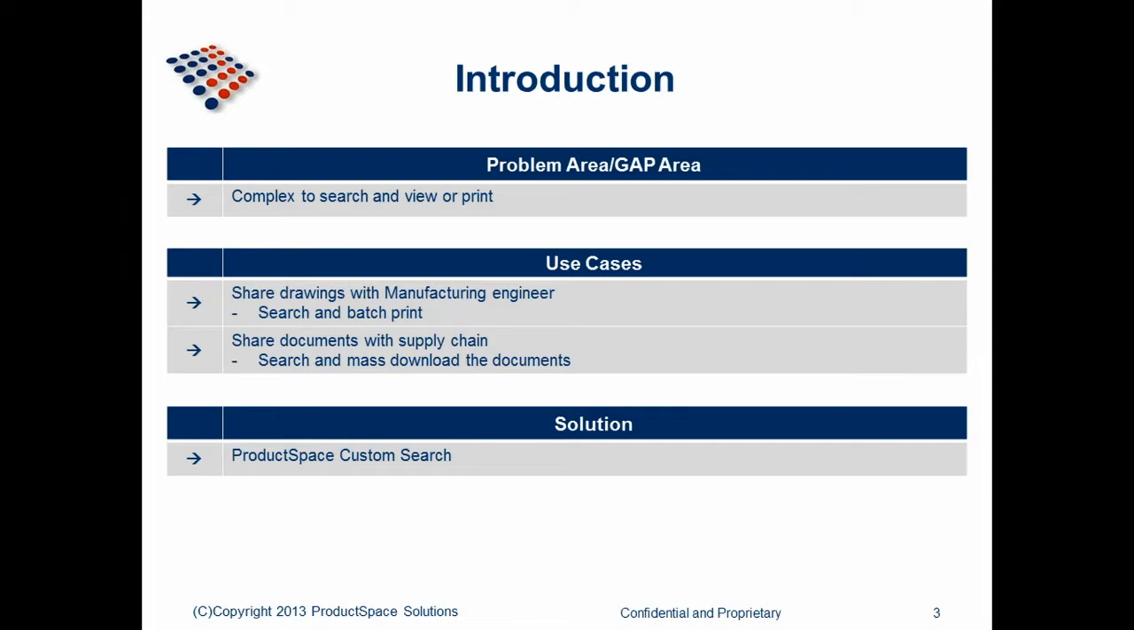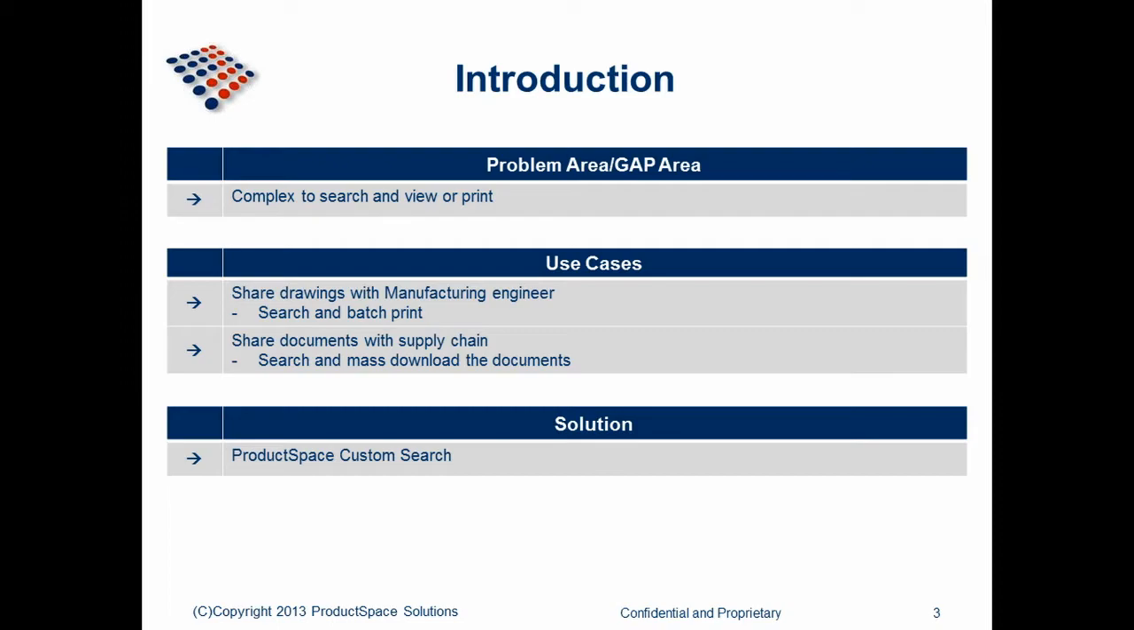Another use case for this would be for a supply chain. Maybe you need to send a bunch of drawings to a vendor, and rather than going through the system and finding each one and downloading it individually, this gives us the ability to mass download these all at once. So you can search for and find them in a quick way. The solution to this is PRODUCTSPACE's custom search tool, which allows you to accomplish all of these aspects that we talked about here.